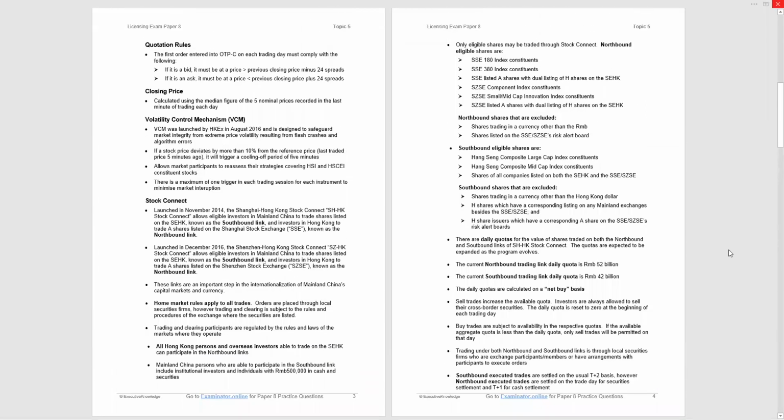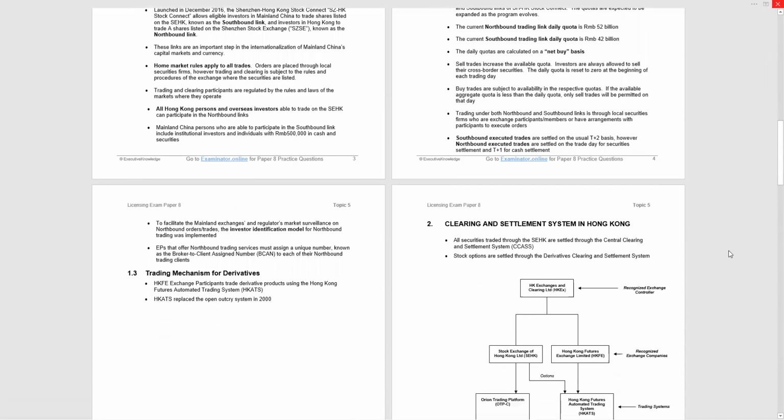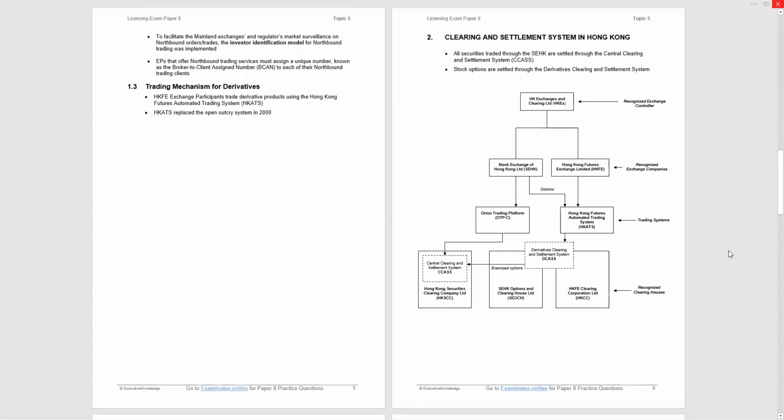The last point on page 4 is worth highlighting. Southbound executed trades are settled on the usual T+2 basis. Now, we'll see that in a later section with regard to clearing and settlement. Southbound executed T+2, that's the Hong Kong regulations. Northbound, on the other hand, when you're trading through Shenzhen and Shanghai, it's T. You settle the stock trade on the trading day. And it's T+1 for cash settlement, which traders don't like, the T settlement day for northbound stock trades.